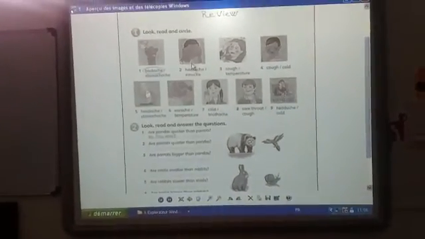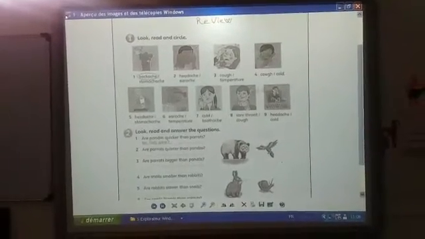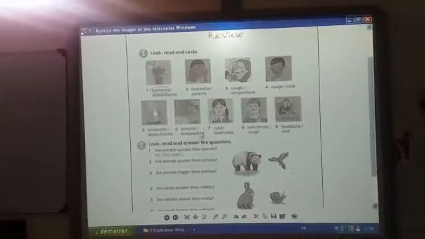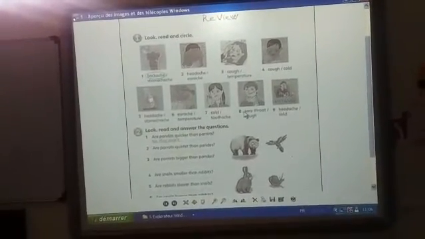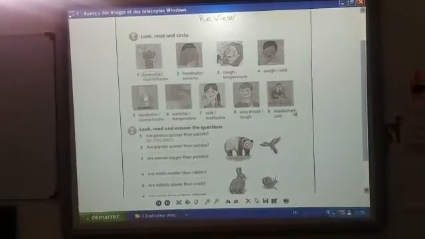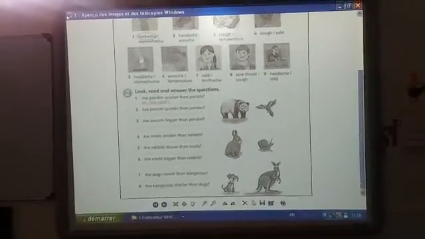2, headache or earache. 3, cough or temperature. 4, cough or cold. 5, headache or stomachache. 6, earache or temperature. 7, cold or toothache. 8, sore throat or cough. And the last one, headache or cold. So the first one is already clear, I think. Let us move on to the next exercise.